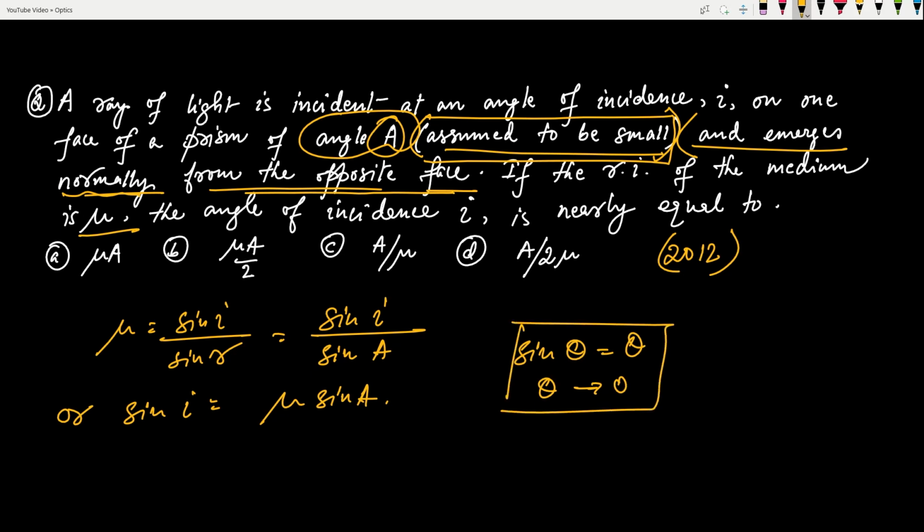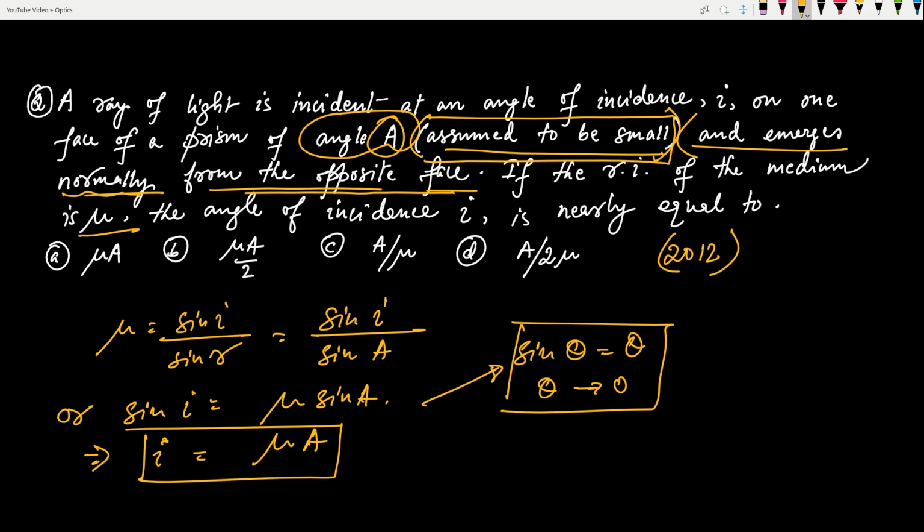Therefore we can directly say that the angle of incidence i will be mu A. We just use this formula, sine theta is equal to theta. Sine i can be written as i, and mu sine A can be written as mu A. So the angle of incidence becomes i is equal to mu A. Simple as that. See how handy this trick is. You don't need to think about R1 plus R2 is equal to A, then R2 will be 0, therefore R1 will be equal to A. You don't have time to think about that. Just equip yourself with this trick so that you can use it directly in your exam, tick the answer and move on. I hope this is clear.